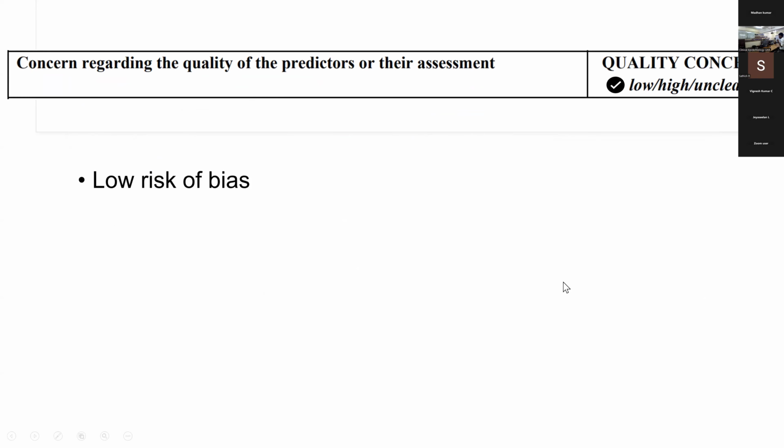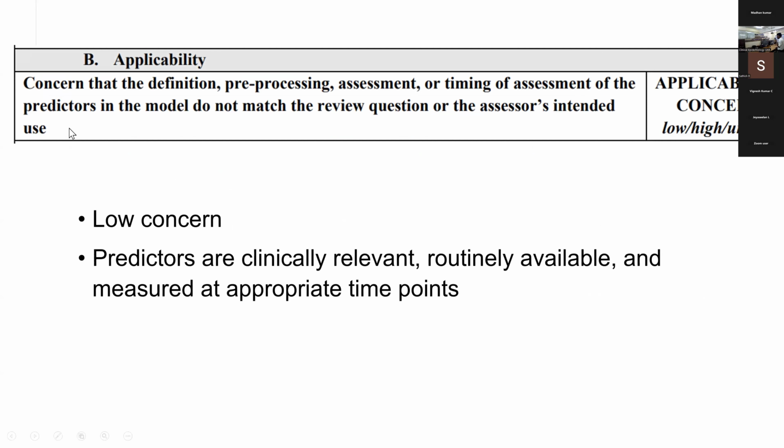And what is the concern regarding the quality of predictors? What is the risk of bias? Because most of our answers were yes, I have given a low risk of bias for the domain on predictors. And what is the concern about the definition, pre-processing, assessment, and timing of assessment of the predictors in the model? For this, I have given a low concern for applicability, because whatever predictors they had chosen were clinically relevant, routinely available, and were also measured at appropriate time points. The only concern was that they did not accurately define how exactly they measured each of these predictors.